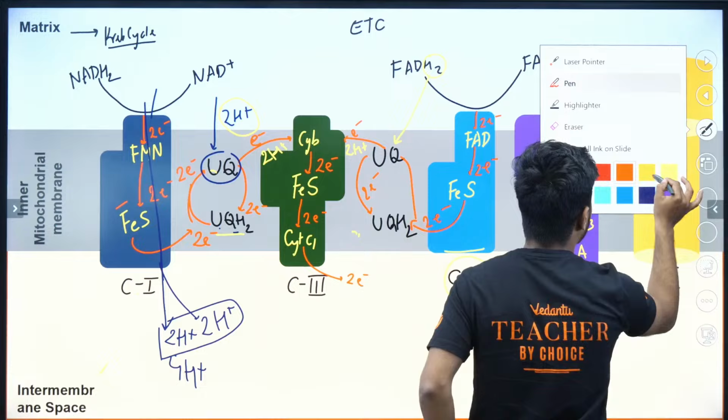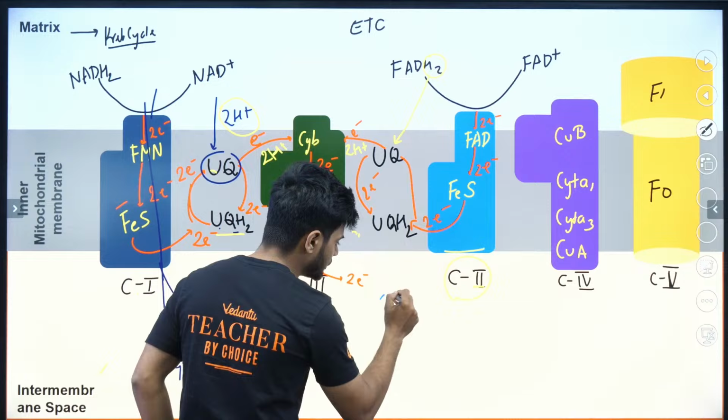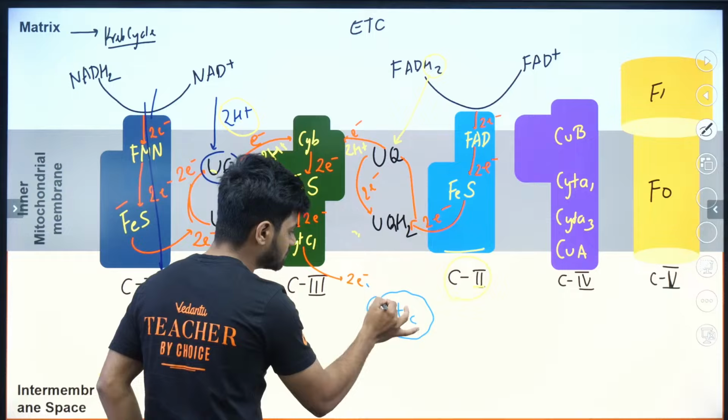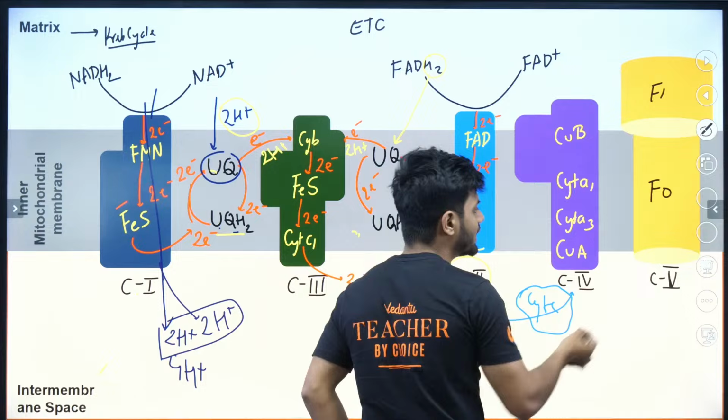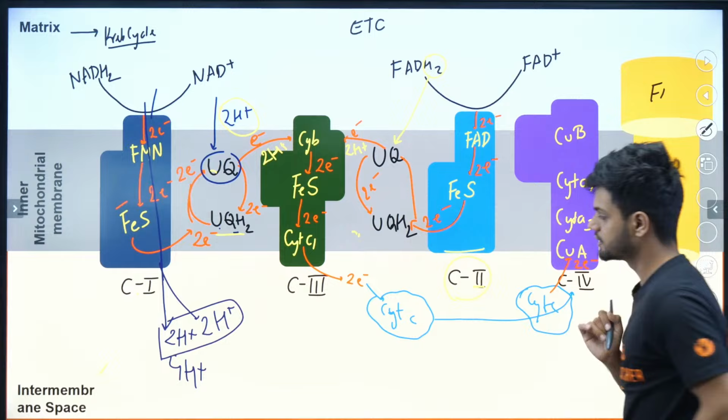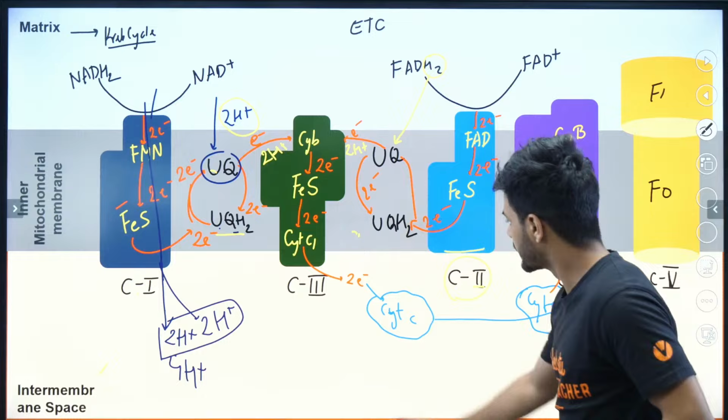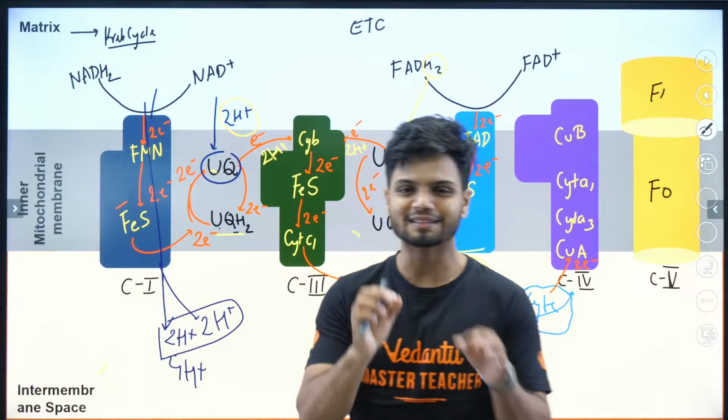The mobile carrier is called cytochrome C. Cytochrome C is the mobile carrier. Your cytochrome C will take up the two electrons. It will travel here and release the two electrons. That is the function of your cytochrome C. It is a mobile carrier between your complex 3 and complex 4. That is a NEET level question.